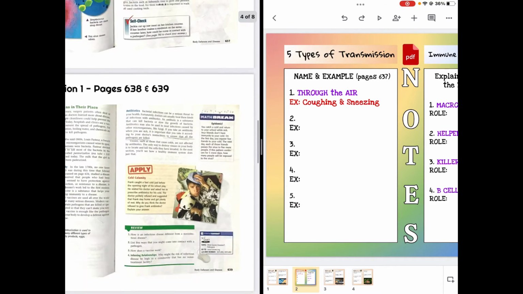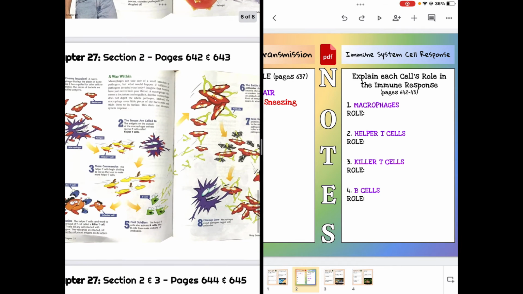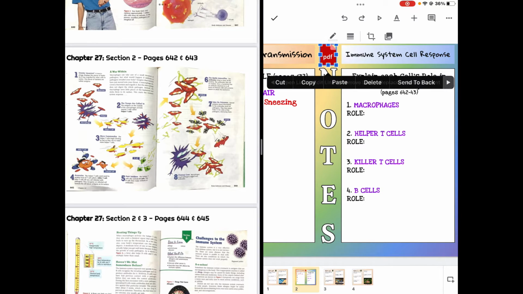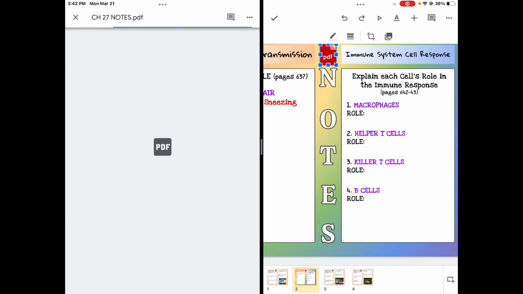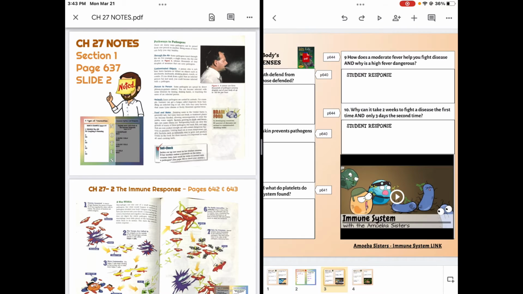Then the other part is the immune cell response, which is this double page here. You could do the notes looking at the book pages, or you could open up this link, which is a different Drive link, where I put the notes together for you. It's almost the same thing, it's just a little bit less to look at. So that's slide 2, taking notes on these sections.